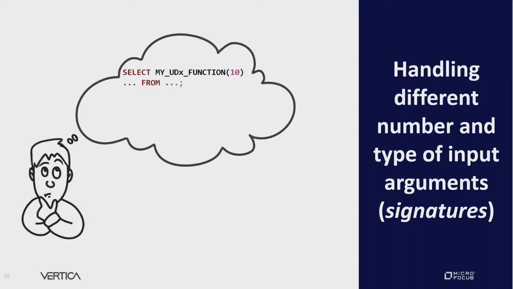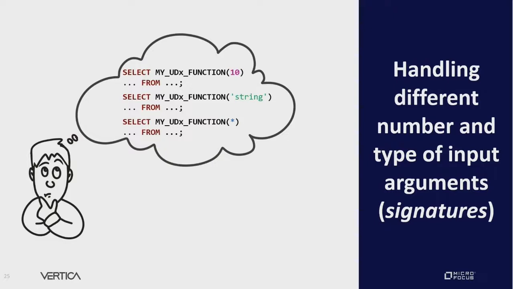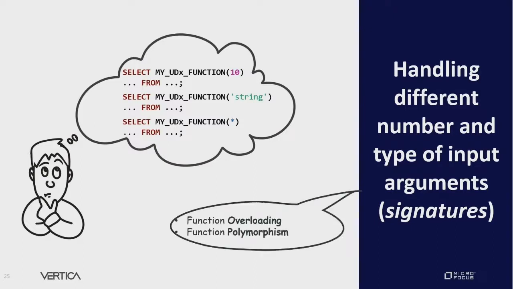So you may think: how can I pass different types and a different number of input arguments, how can I write UDXs having a different signature, how can I deal with integers, strings, or even pass all columns, because I want my UDX to be very flexible. The answer is simple. You can use two options. You can use function overloading, or you can use function polymorphism.